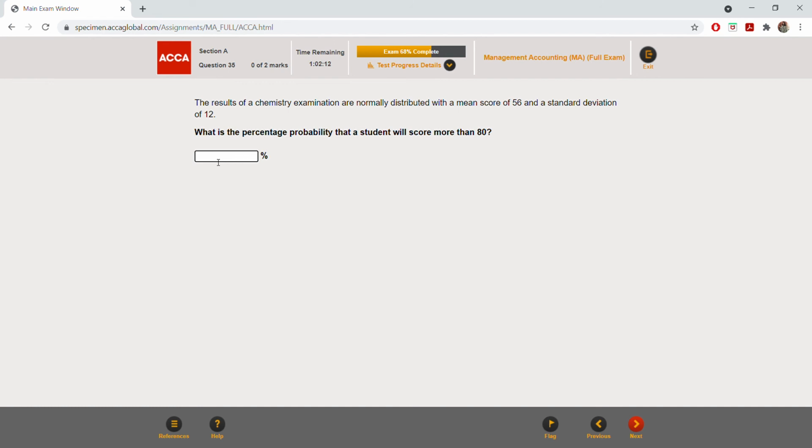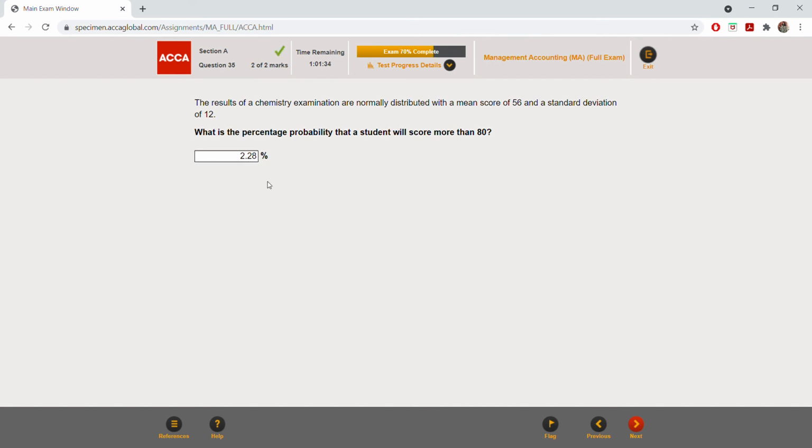So from the normal distribution table, you have to find the probability of 2. Here I don't have the normal distribution table, make sure that you have it. It will be 0.4772. And you have to deduct this, minus it from 0.5, because you want to find the probability of scoring more than 80. So from 0.5 you minus the probability, which will be 0.0228. And this is in terms of percentage, so it will be 2.28.